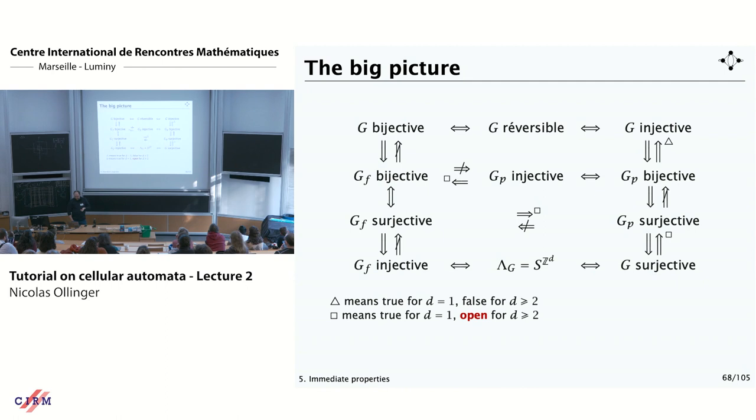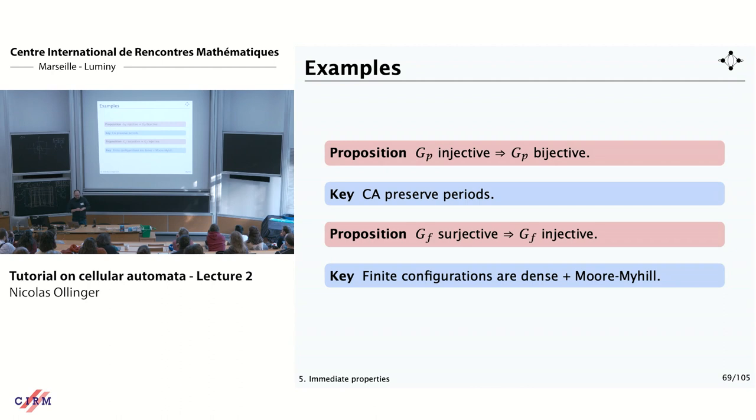So I won't prove all the implications because we have a talk about tilings just after. Let me give some examples. For example, injective on periodic configurations implies bijective on periodic configurations. Why is it so? Because when you are injective on periodic configurations, a cellular automaton can only decrease the period because of the symmetry. So if you want to be injective on periodic configurations, you need to send a certain amount of periodic configurations of period P onto a set of the same size, or a little bigger because you have smaller configurations. But you cannot go to smaller configurations because they are already used for the smallest periodic configurations. So no possibility other than being bijective.